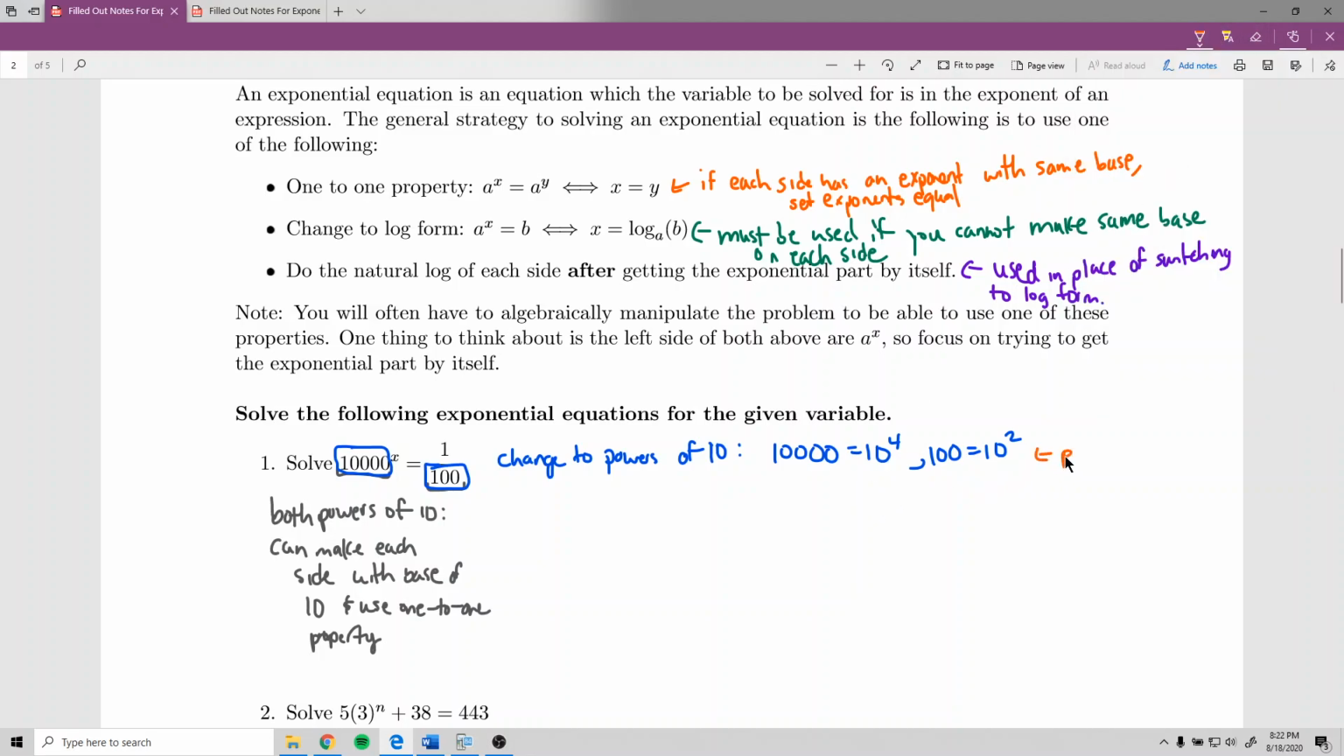Let's plug these in. We get 10 to the 4th power, replacing 10,000, and that is raised to the x power, so it looks like 10 to the 4 to the x equals 1 over 100, which is 10 to the 2nd power. Now we have a 10 on each side, but we still have to simplify further. We cannot have two exponents like this, so we want to combine them into one. By the exponent rule you should have seen prior to this course, when you have exponents raised to exponents, we can simplify them to one exponent, and we multiply them.